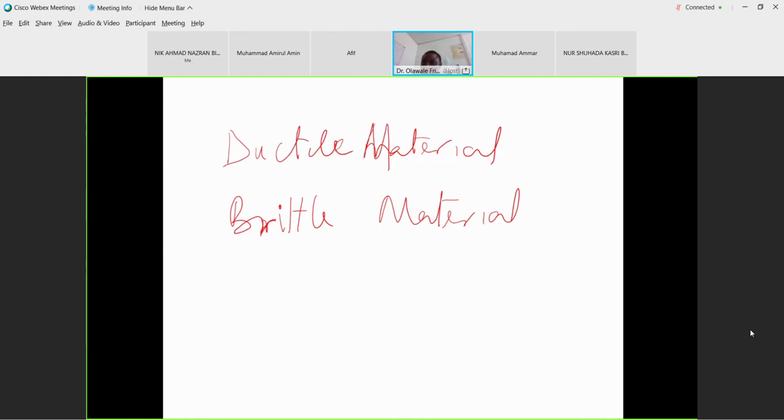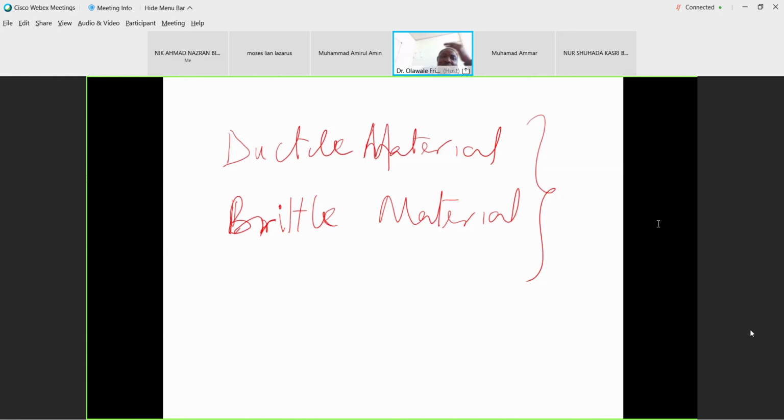So you don't know the difference between ductile and brittle material? Okay, what's the difference between these two? The difference between ductile material and brittle material. Brittle breaks easily. Okay, somebody is answering here. Brittle breaks easily, easy to fracture as compared to ductile.